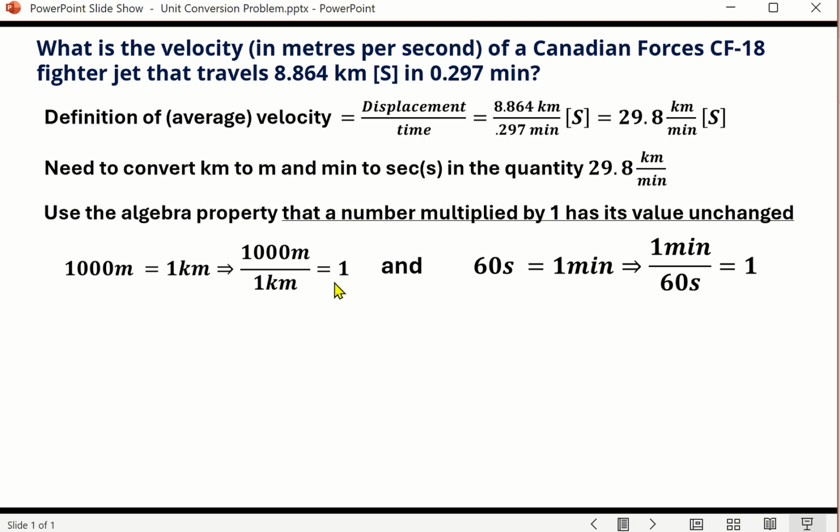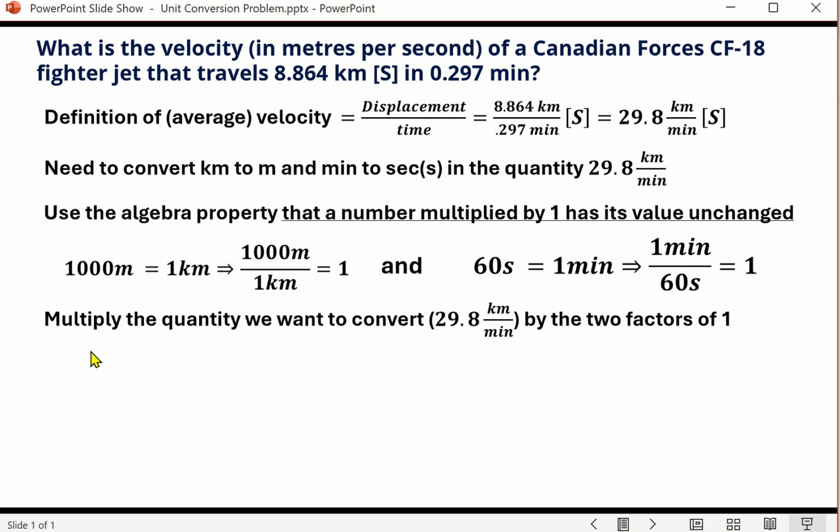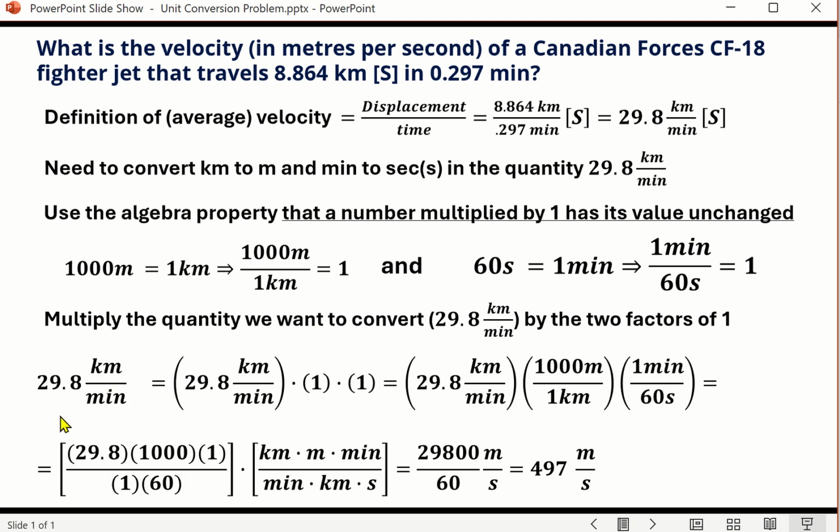Similarly, for the seconds, we express 60 seconds is equal to 1 minute. Divide both sides of the equation by 60 seconds, and we get 1 minute divided by 60 seconds is equal to 1. Now we know that we can multiply these quantities times anything that we want, and it's not going to change the value. And we're going to want to do it to this, because it's going to change the units to be what we want. So we multiply this quantity, 29.8 kilometers per minute, by the 2 factors of 1 that we got from doing the unit equivalences. This is what it looks like.